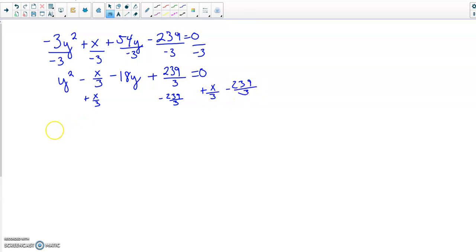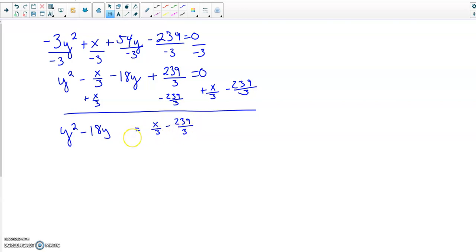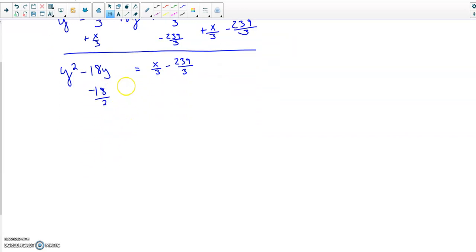Okay, so now we're going to have y squared minus 18y equals x over 3 minus 239 over 3. Okay, so here we go. Negative 18, we are going to divide it by 2. Okay, and we get negative 9, and then we're going to take negative 9 and square it. We get 81. So I'm going to add 81 here and add 81 here.